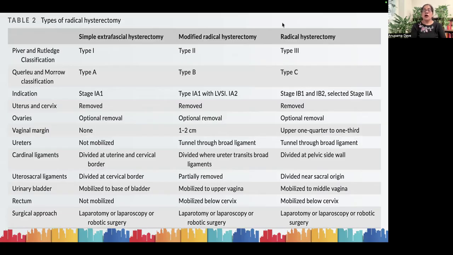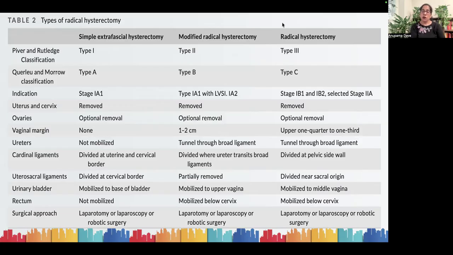The same thing, uterus and cervix are removed, ovaries may not be removed, but a vaginal margin of 1 to 2 centimeters has to be removed. Ureters are mobilized from the tunnel in which they go through in the broad ligament. Cardinal ligaments are divided more laterally, where the ureter transits the broad ligament. Uterosacral ligaments are partly removed. Urinary bladder is mobilized up to the upper vagina, and rectum is mobilized below the cervix. The surgical approach remains the same.